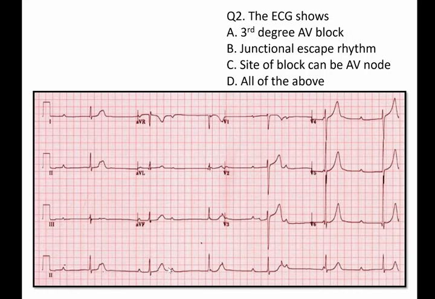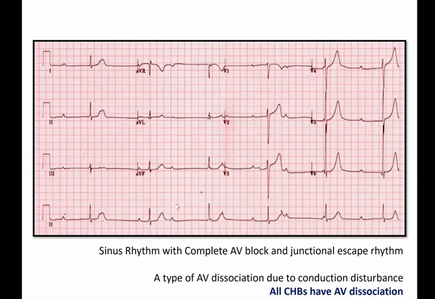This is known as ventriculophasic sinus arrhythmia, wherein ventricular contraction results in autonomic influence through the sympathetic and parasympathetic nervous system, which makes the atria beat a little faster based on the increase in sympathetic nervous system activity. So this is known as ventriculophasic sinus arrhythmia. So the correct answer is sinus rhythm with complete AV block and junctional escape rhythm. This is a type of AV dissociation due to conduction disturbance.